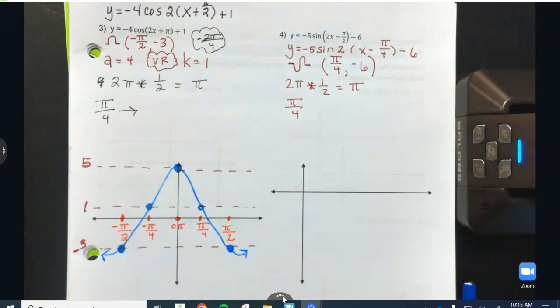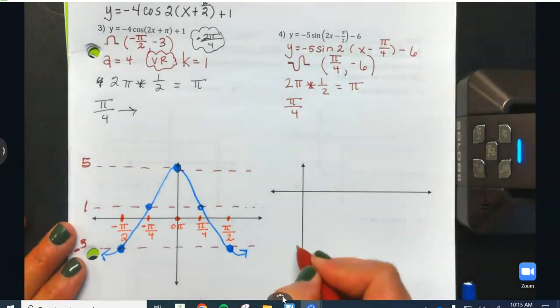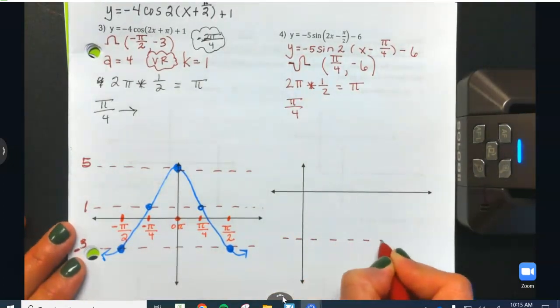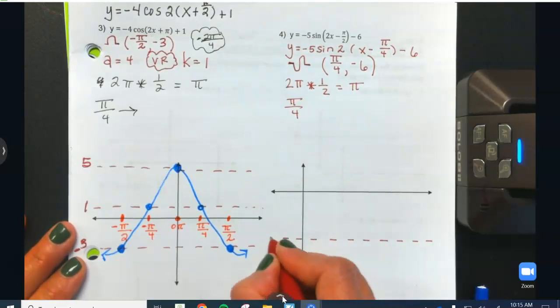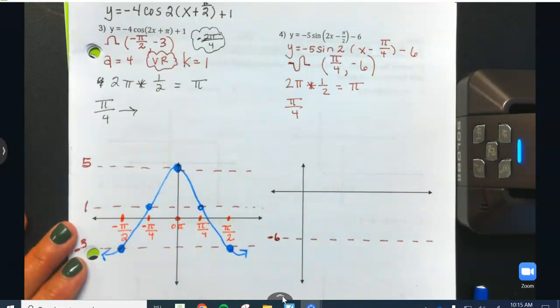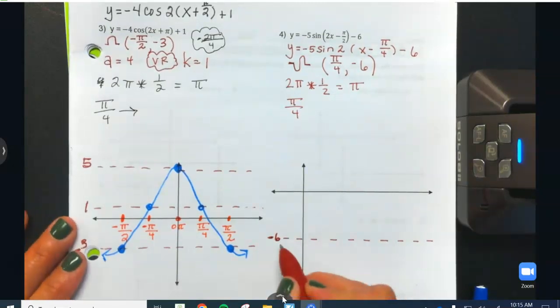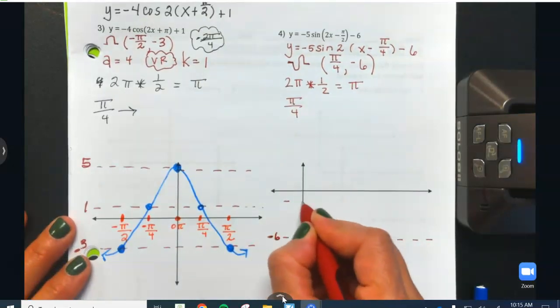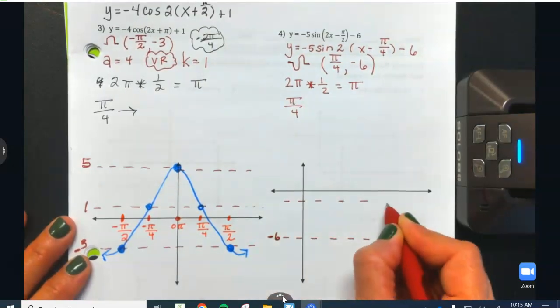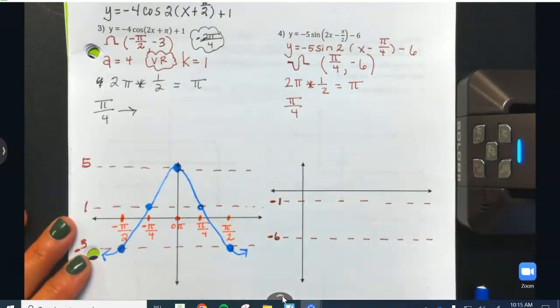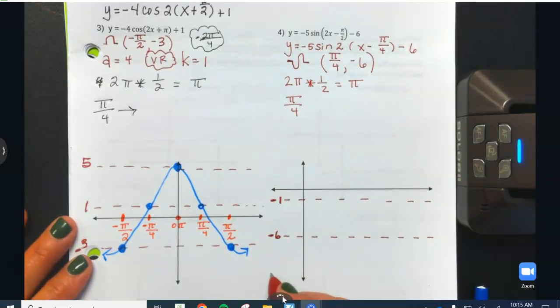Let's go ahead and draw our barriers here. Remember, your midline is at -6. And then remember, we're going to go plus and minus 5. So -6 plus 5 is going to take us to -1. And then -6 minus 5 is -11.